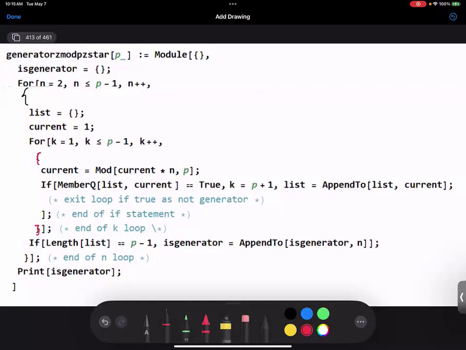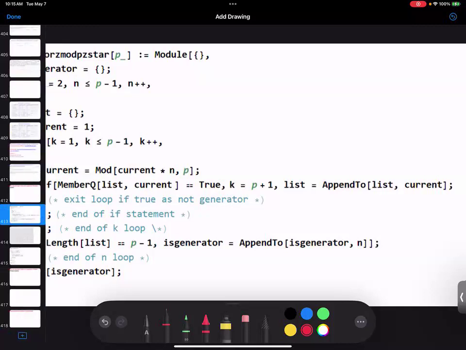If, however, it is false, if it's not in my list, then I found another element in my orbit, another element in my cycle, and I'll add that to my list and I'll keep going. And when I finally finish the loop, I then check and see, is the length of my list p minus 1? If yes, great, it's a generator. And then I add it to my list. So this is actually not too bad code.